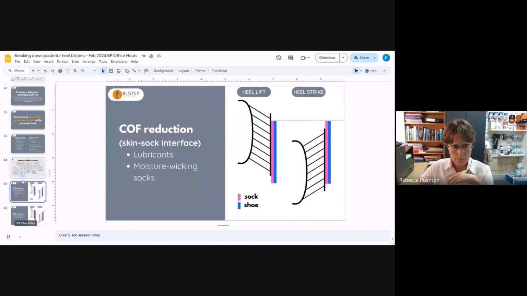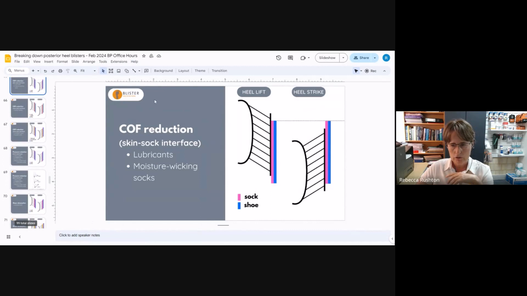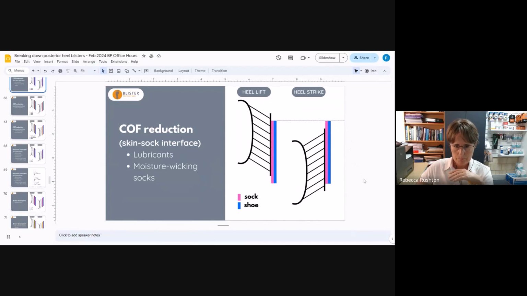Okay, so we've seen these pictures before, and what I've done is I've added a dotted line in here just to give references to what's moving and what's not moving. All right, lubricants and moisture wicking socks are a coefficient of friction reduction strategy that work at the skin-sock interface. Now, it's easy to understand lubricants. You put something like Vaseline on your skin. It makes it slippery, and so your skin is able to move relative to the sock.